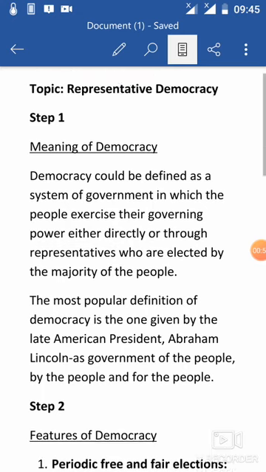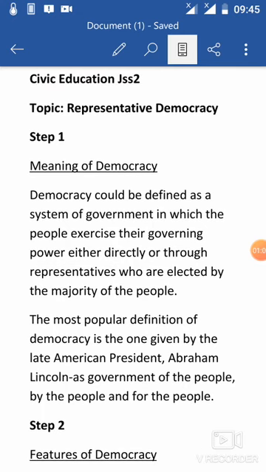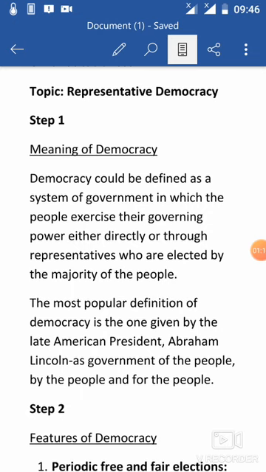Now, if you are asked, what is the most widely acceptable mode of governance all over the world, what will be your answer? Wow, very simple. Democracy. You can say that democracy is the most widely acceptable mode of governance all over the world. Back to the meaning of democracy.